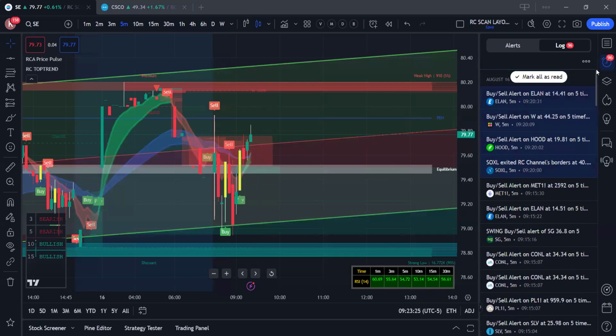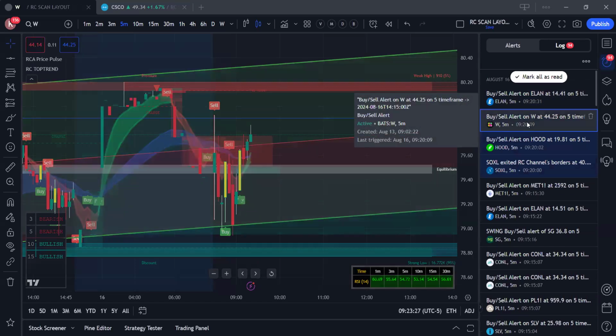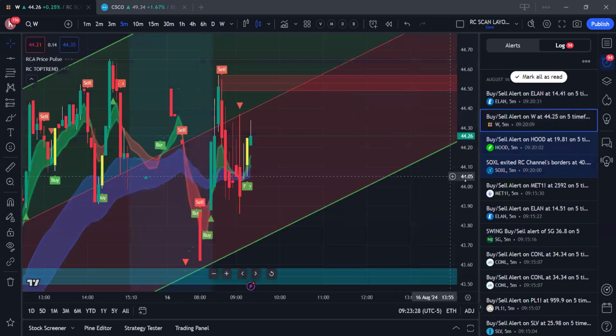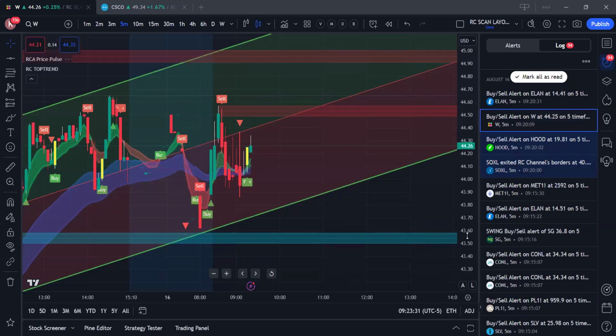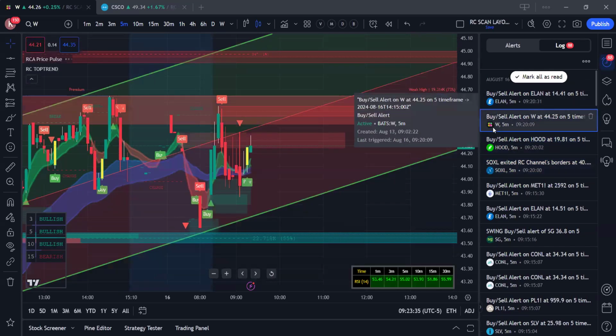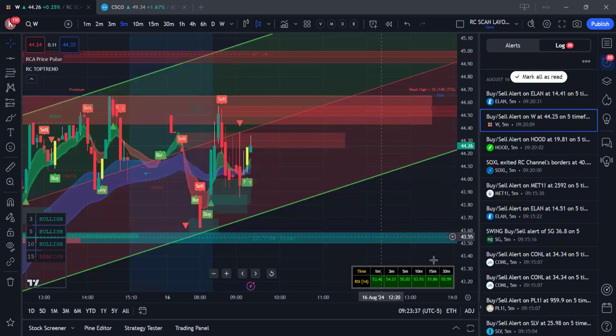Right? Let's look at Wayfair. So now we got a buy signal, right? If you look at RSI, it is completely green. So 3, 5, 10 is completely green, which is good.